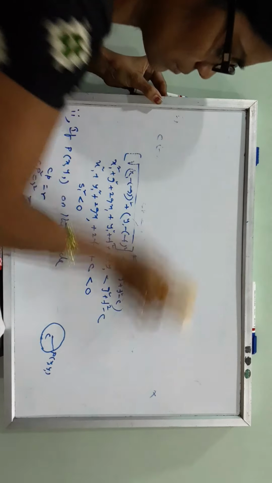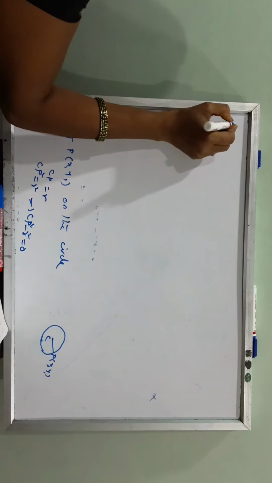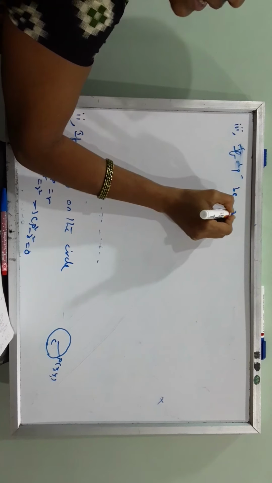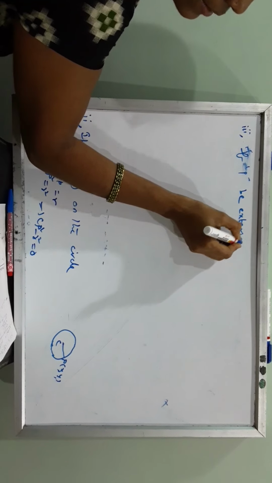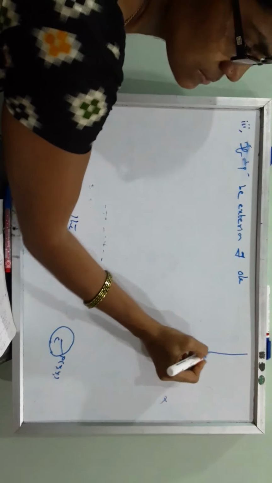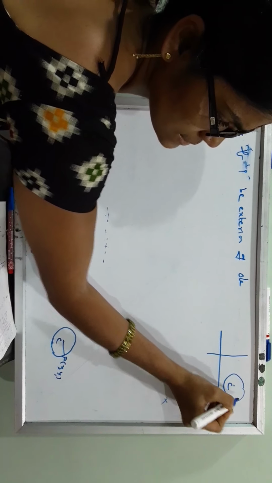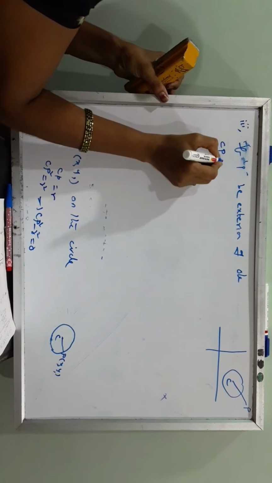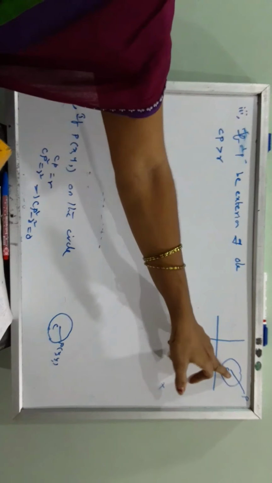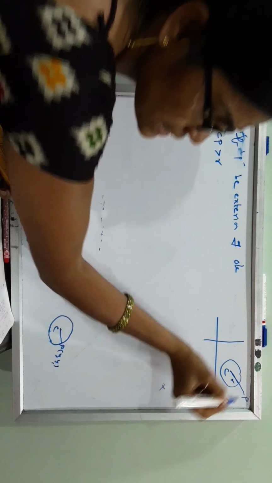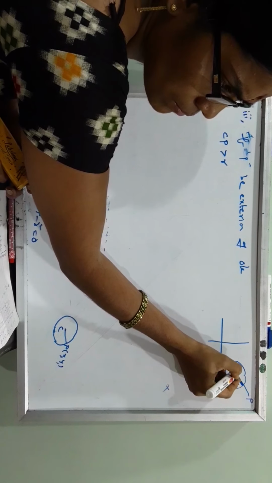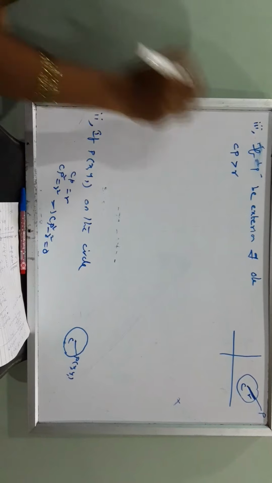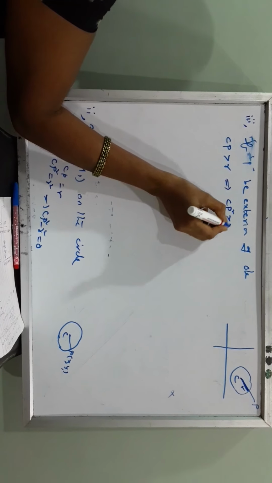Now case 3. If P is exterior of the circle, exterior of a circle means, this is the center and P is exterior of the circle, then it can be written as CP is greater than R, where R is the radius. From this, CP square is greater than R square.